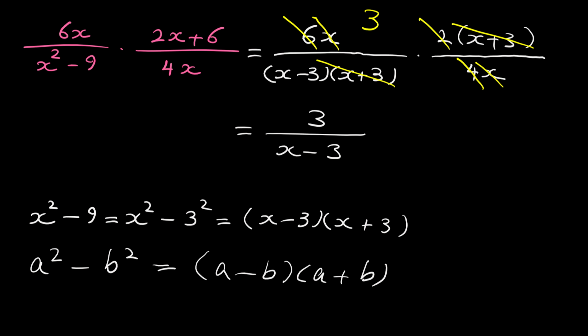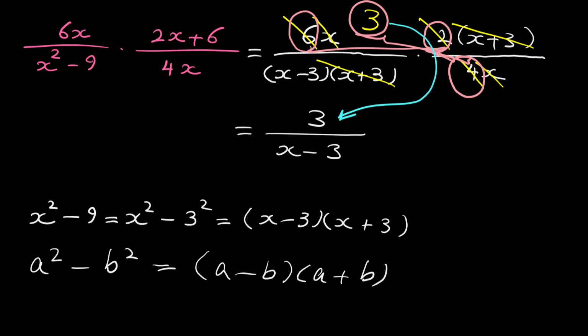Let me explain what happened to the numbers here again. This 6 times 2 is 12. 12 divided by 4 is 3, and that 3 remains in the numerator. So we write 3 in the numerator. And from the denominator, the only thing that is left is this x minus 3 that we wrote in the denominator. So as you can see in this example, the most important thing for multiplying or dividing rational expressions is to be able to factor numerator and denominator before multiplying or dividing the expressions. So you should be good at factoring expressions.